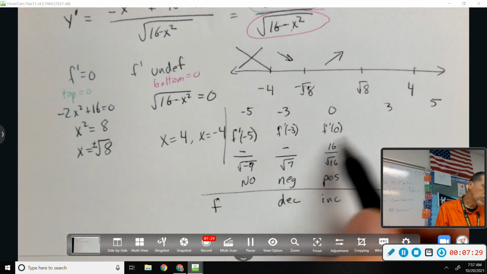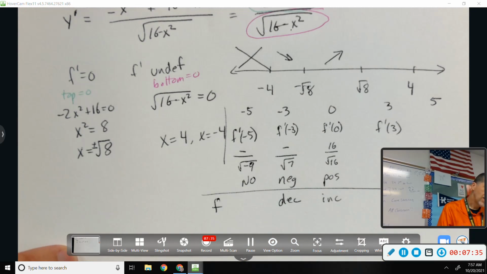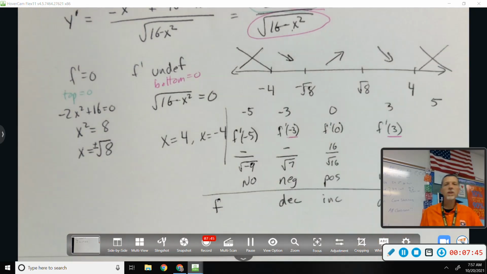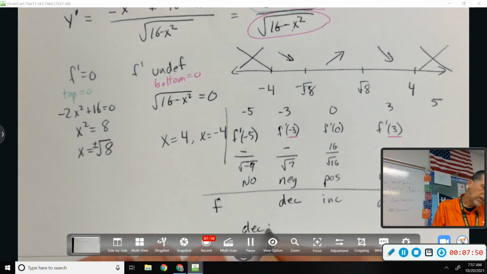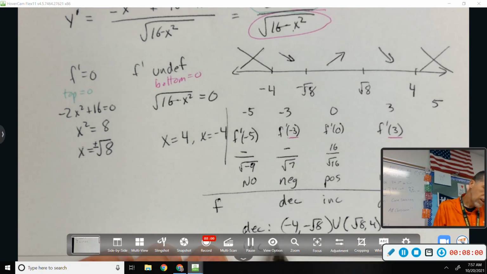Because all my inputs are squared, F prime of 3 is going to be the same as F prime of -3. So that one's going to be negative, which means F is decreasing, and then 5 won't even work. So I'm decreasing from -4 to negative square root of 8, and square root of 8 to 4. Then increasing from negative square root of 8 to square root of 8.